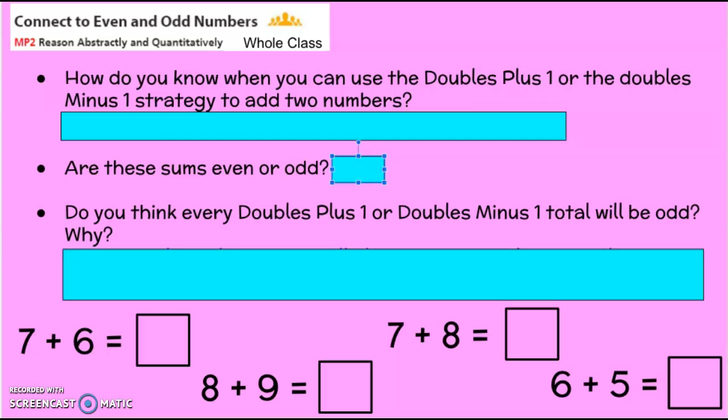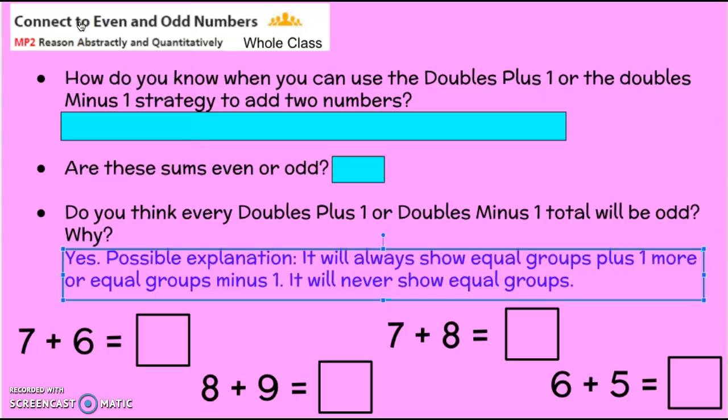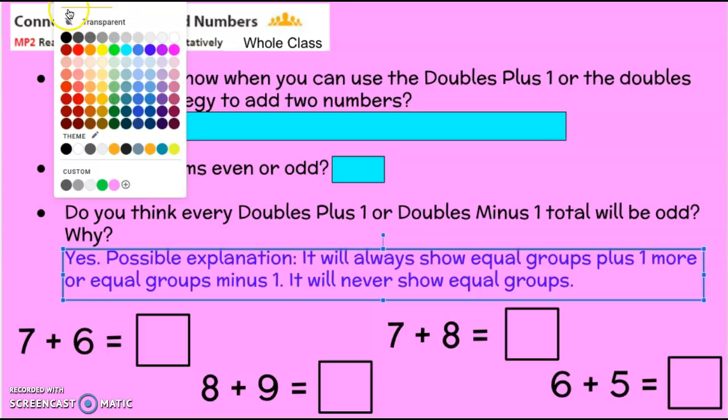Do you think every double plus 1 or minus 1 total will be odd? Why? Yes. One explanation might be it will always show equal groups plus 1 more or equal groups minus 1. It will never show equal groups. And there's some examples to help you think about that.